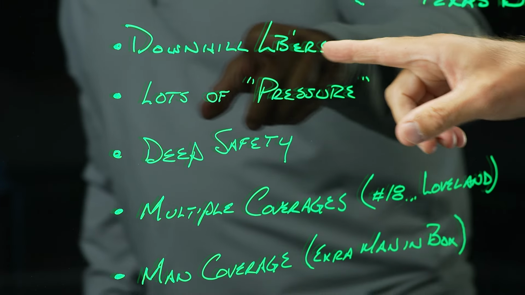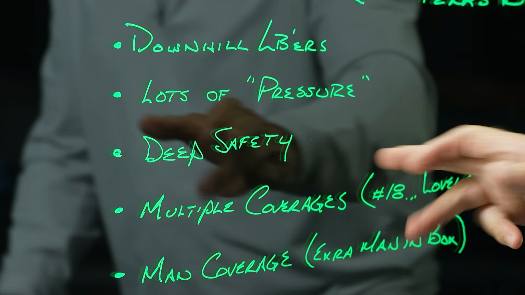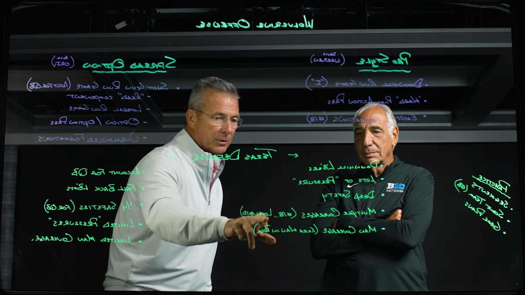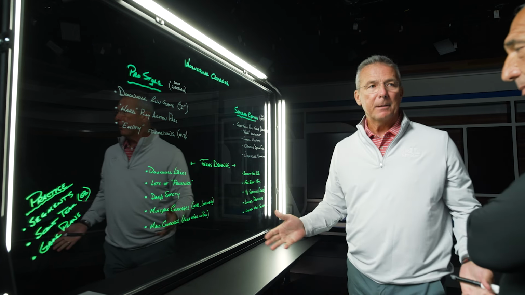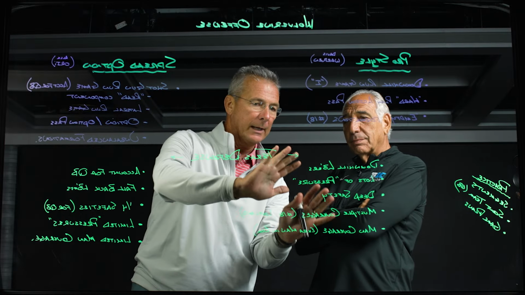Okay, what does Texas do? For downhill run game, you better match with downhill linebackers. Lots of pressure to contain that offense. A deep safety for the deep play action. Multiple coverages to have an answer for Loveland, the great tight end. And you can play a bunch of man coverage because you're not worried about option football. So that's pro style and how to defend it.